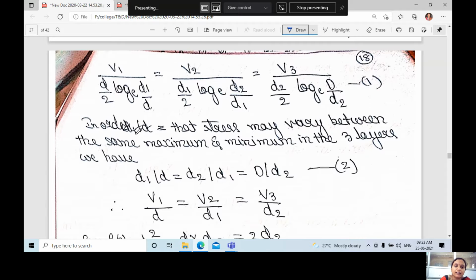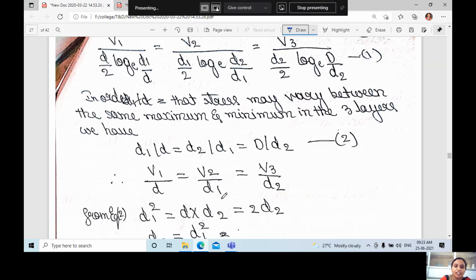From this we can take that stress may vary between the same maximum and minimum in the three layers. We have D1 divided by D is equal to D2 divided by D1, that is equal to capital D divided by D2. So V1 divided by D equals V2 divided by D1 equals V3 divided by D2. From equation 2, what we can write? D1 square is equal to D into D2.